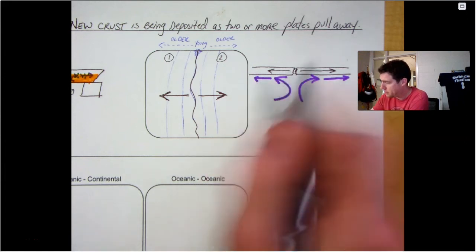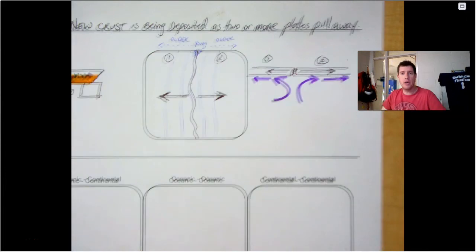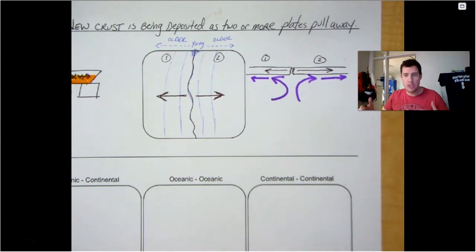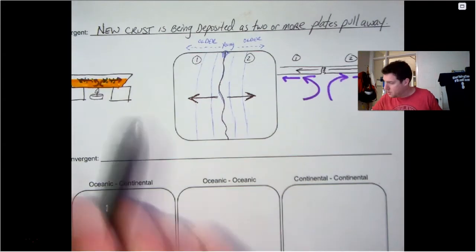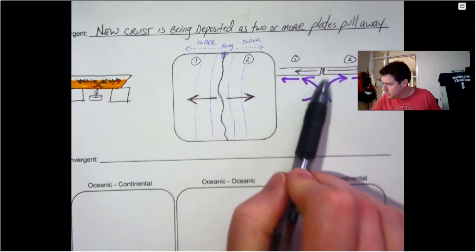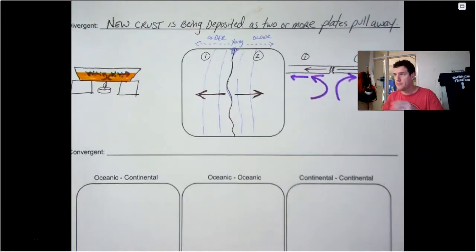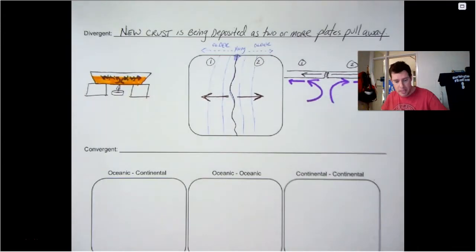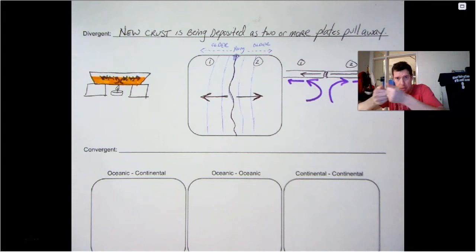These plates, here's plate 1, here's plate 2. Okay, there you go. There's your divergence. That's what's happening. This is happening right here, and it looks like that from the top down. That's divergence. Okay, so you've got new crust being built, being deposited, because the asthenosphere is doing that and cracking open that crust and pulling it away.